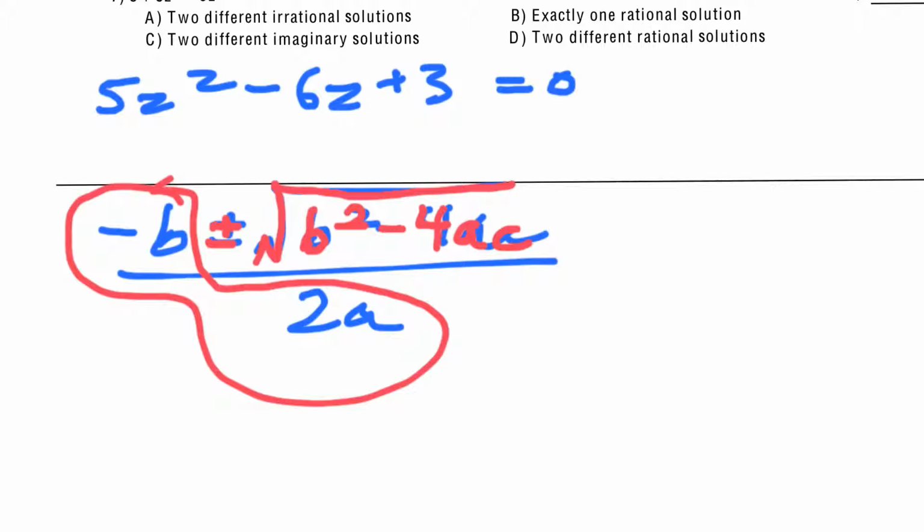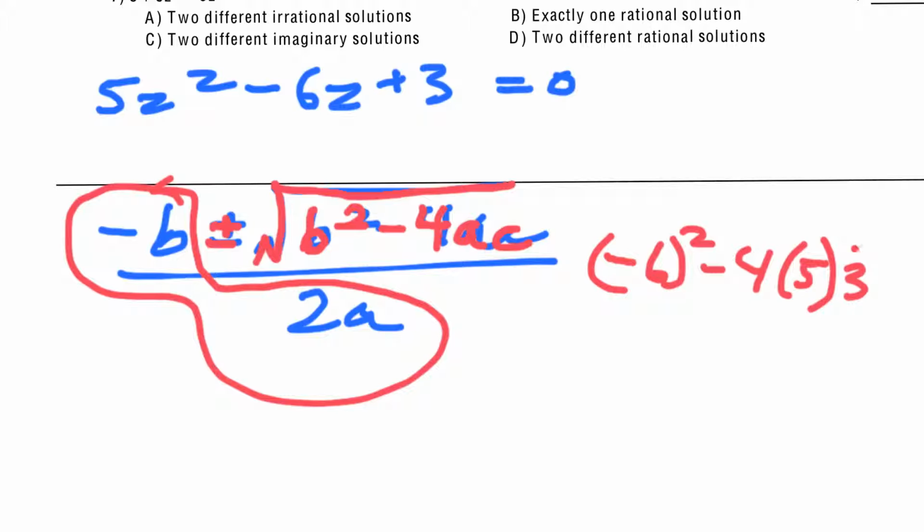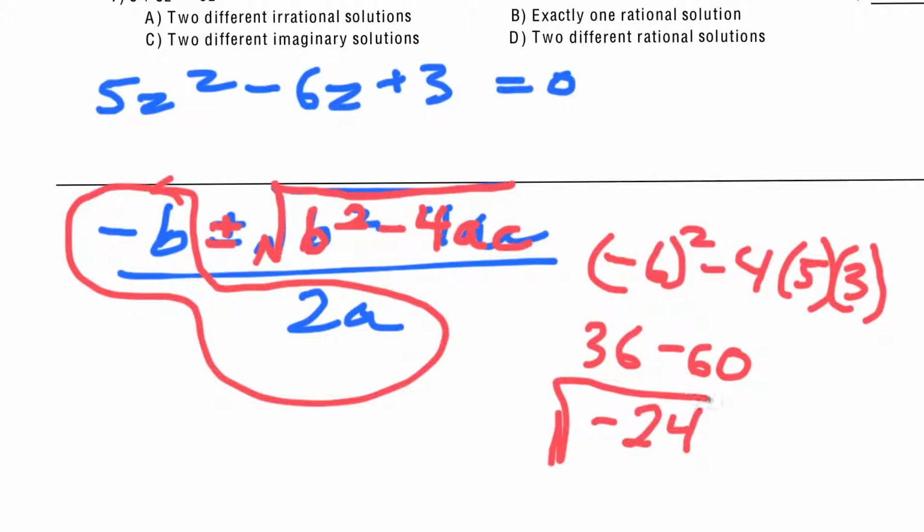So we just take b squared, so it would be negative 6 squared minus 4 times a times c. A is 5, c is 3. So we multiply this out and we get 36 minus 20 times 3, which is minus 60. If we subtract that, we get negative 24. So the square root of negative 24 is imaginary. So we're going to get two imaginary roots. Two imaginary.